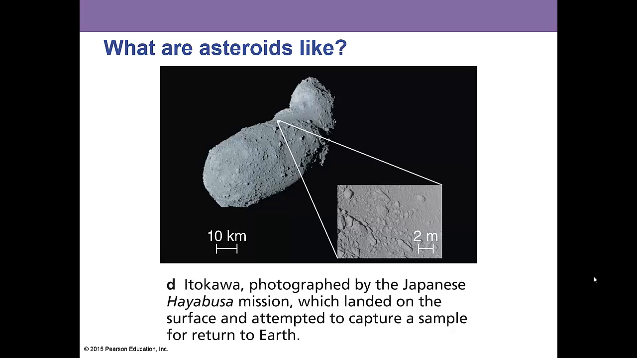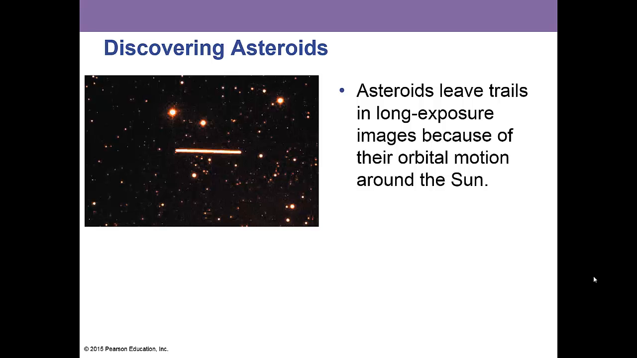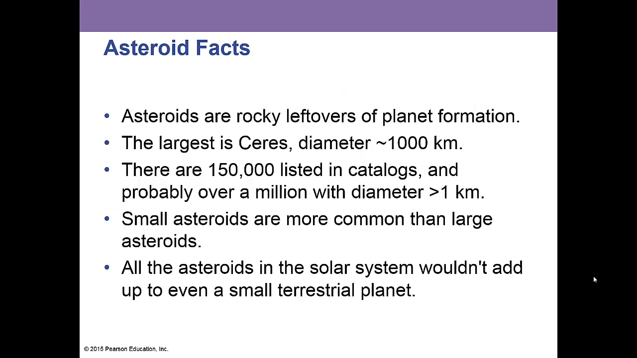Here is one. This is Itokawa. This was a mission by the Japanese to land on an asteroid and return a sample back to Earth. And you can see it is very dusty and grainy. Asteroids leave trails in long exposure images because of their orbital motion around the sun, and this is how we can help discover them.